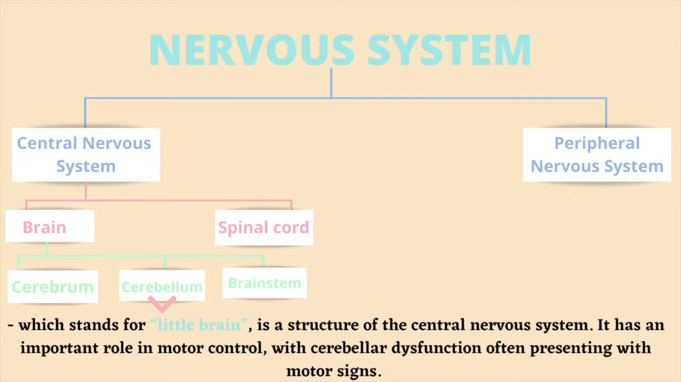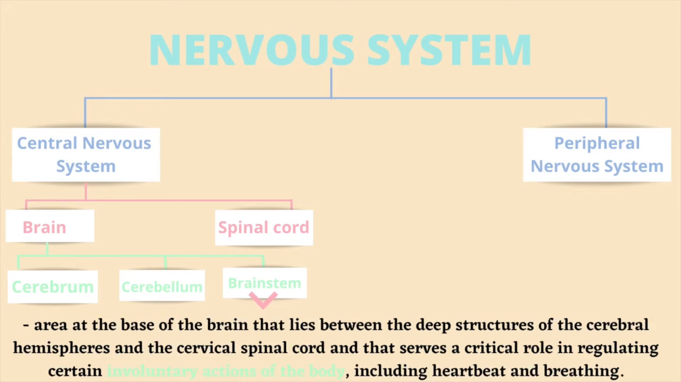It has an important role in motor control, with cerebellar dysfunction often presenting with motor signs. In particular, it is active in the coordination, precision, and timing of movements, as well as in motor learning. It coordinates voluntary movements such as posture, balance, coordination, and speech, resulting in a smooth and balanced muscular activity.